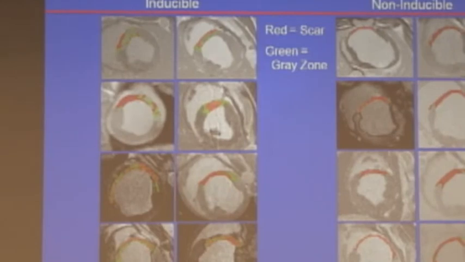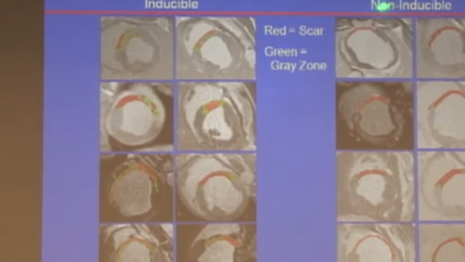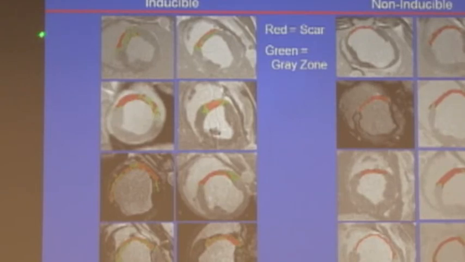So then these are 16 of the swine from that study. Half were inducible, half were non-inducible. And anyway, here we're starting to get into this whole quantification of the gray zone.